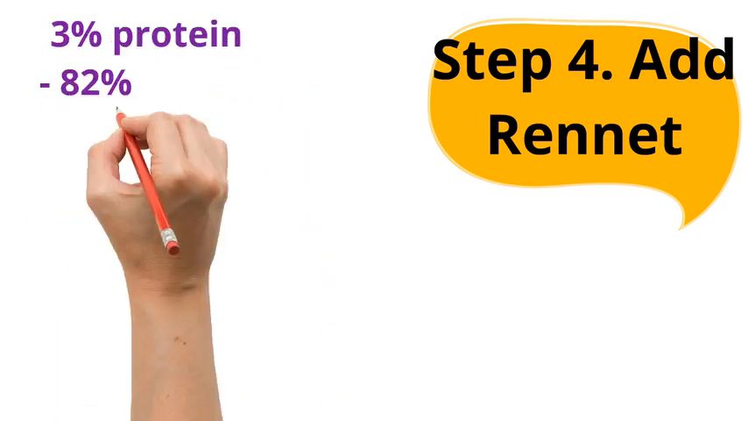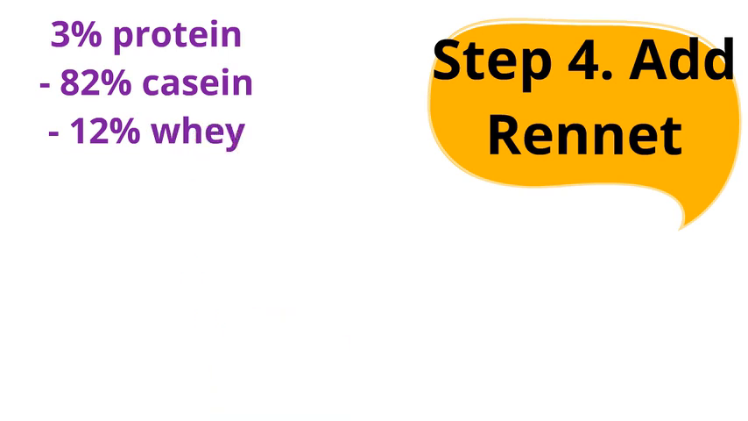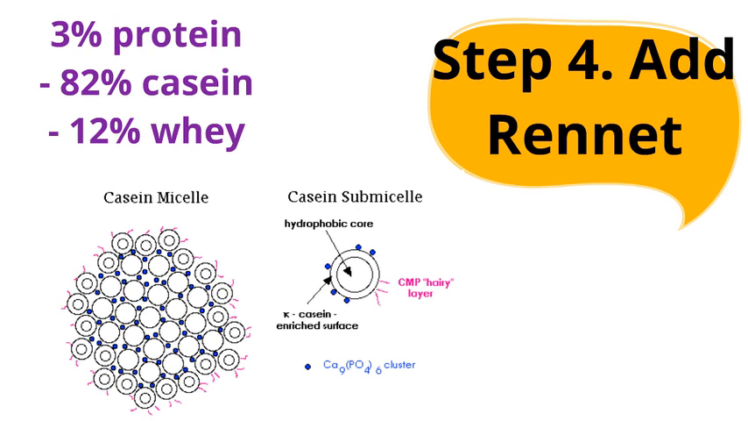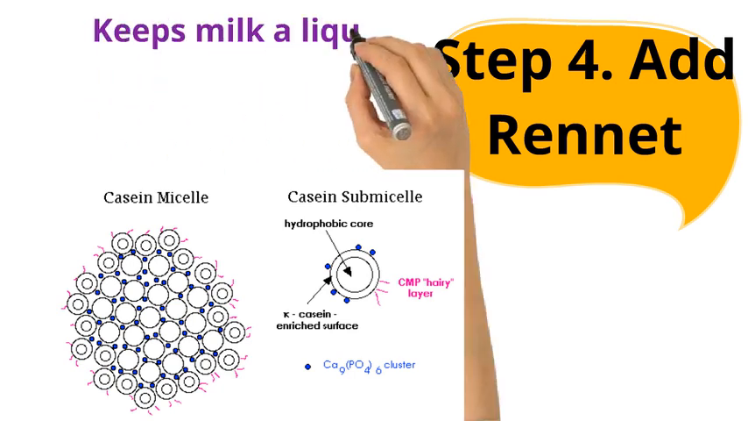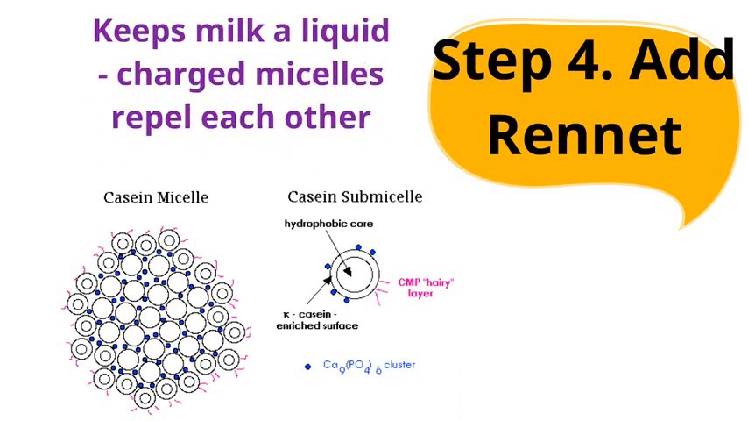About 3% of milk is protein. 82% of that milk protein is casein protein, and 12% is whey. Casein forms these micelles that are large spherical macromolecules. They have hydrophobic, or water-hating, insides surrounded by kappa casein tails that are negatively charged. This structure keeps milk as a liquid. This is because the micelles don't want to bind to each other, since negative charges repel each other. Also, water loves to dissolve charged molecules.